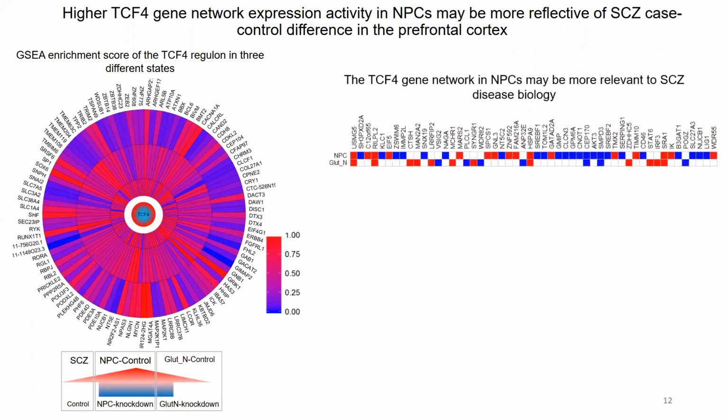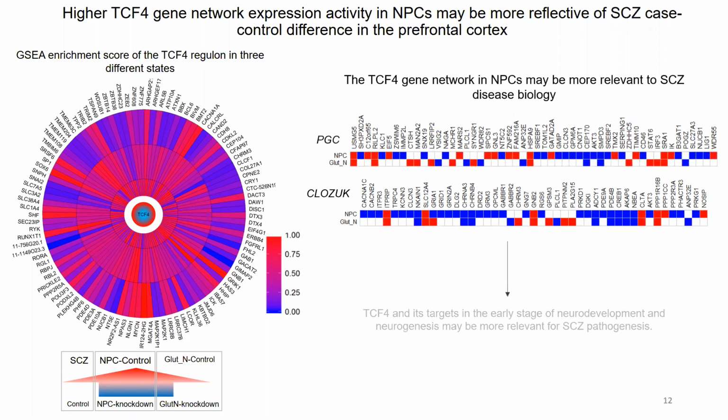Now, one of the limitations of our observation is that both glutamatergic neurons and neuronal progenitor cells represent early neurodevelopmental stages, which would not recapitulate the actual gene network in the prefrontal cortex in adult brains. Nevertheless, our observation is intriguing and may arguably imply that TCF4 may be a risk factor at the earliest stages of neurodevelopment and neurogenesis, which of course warrants further investigation.